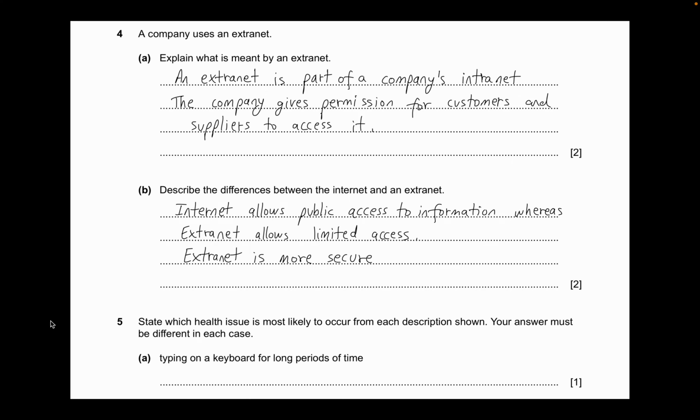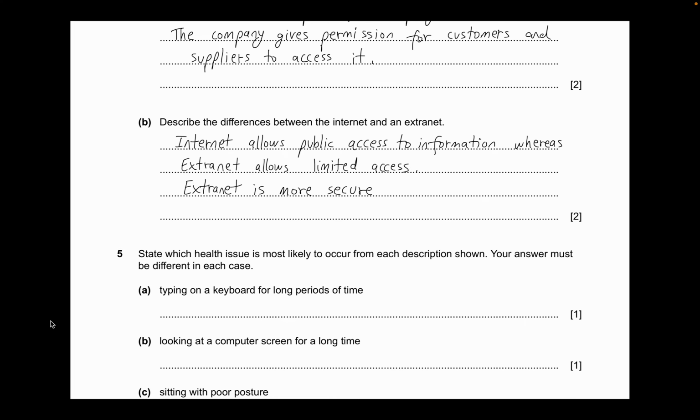You can say that the internet is not owned by anybody, whereas the extranet is owned by a company. You can also mention that there's more information on the internet, so you can write that. Okay.